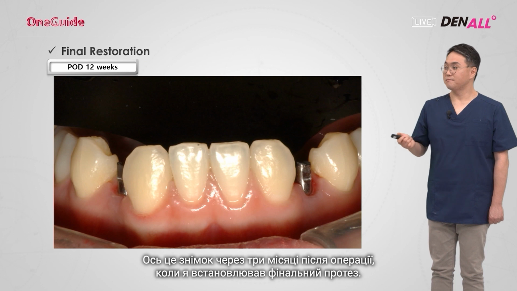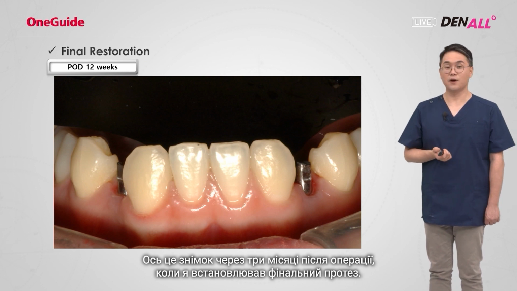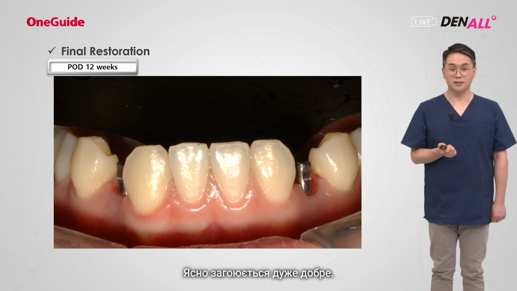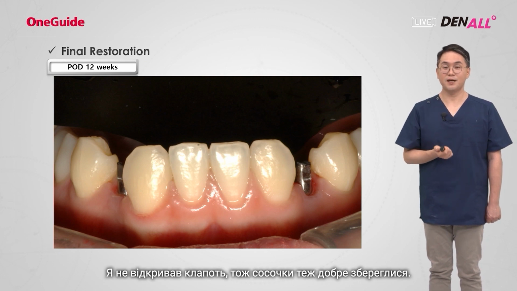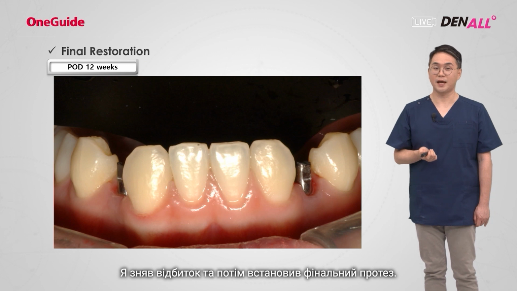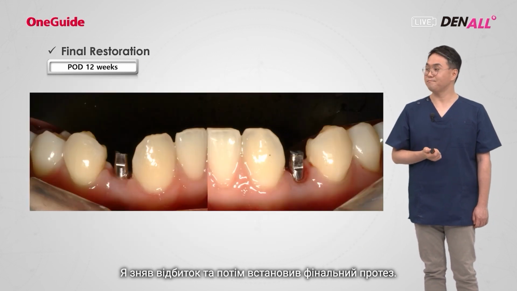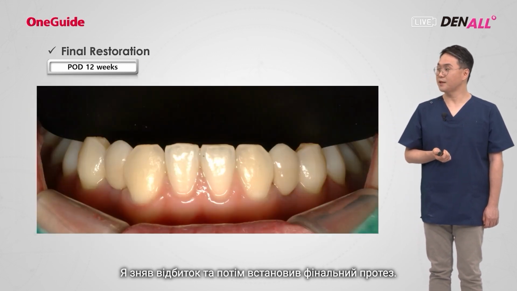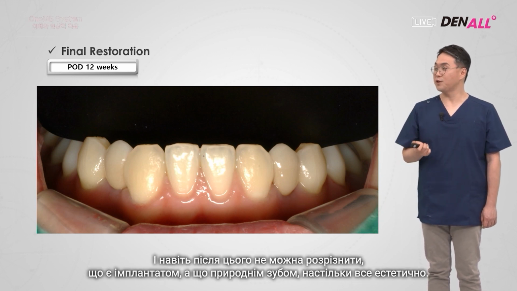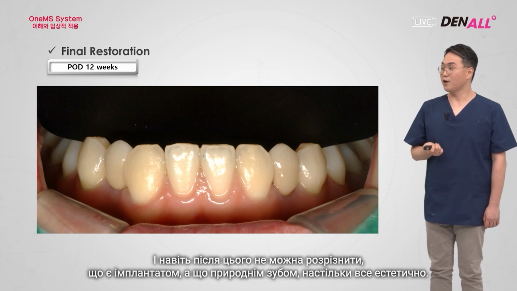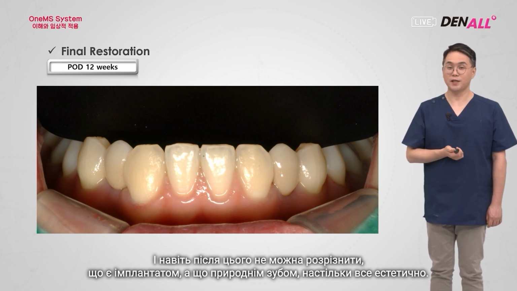This is 3 months post-op. When I delivered the final prosthesis, the gingiva was healing very well. I did not open a flap. The papilla is also maintained very well. I took an impression, and then the final prosthesis was delivered. Even after that, what is implant and what is natural tooth cannot be distinguished.